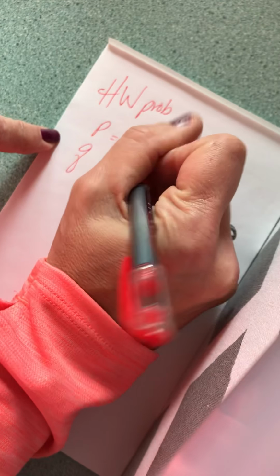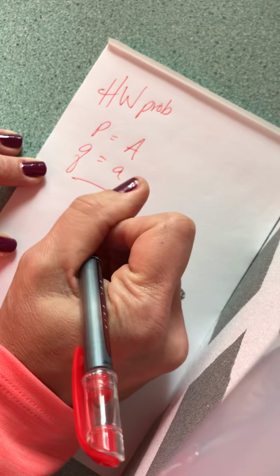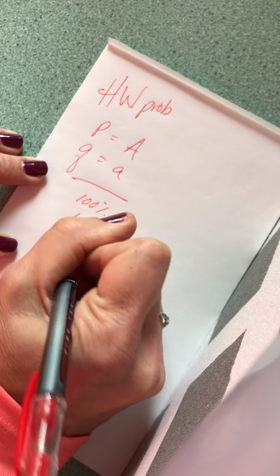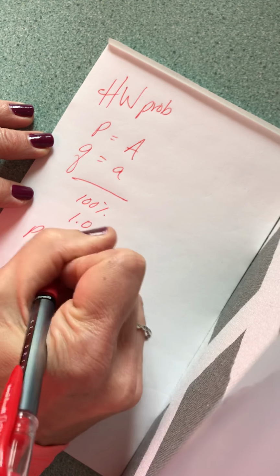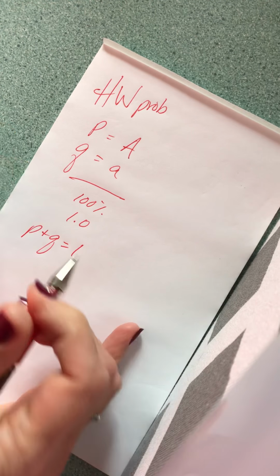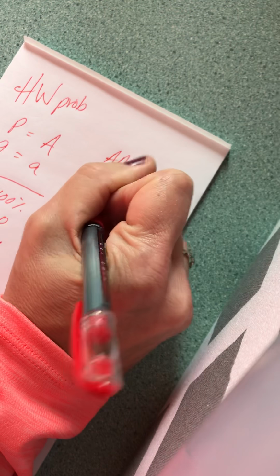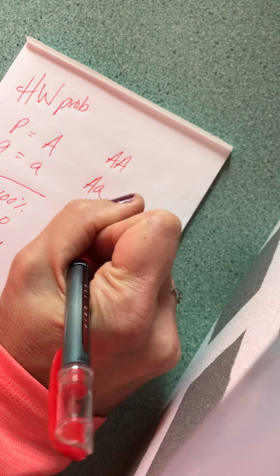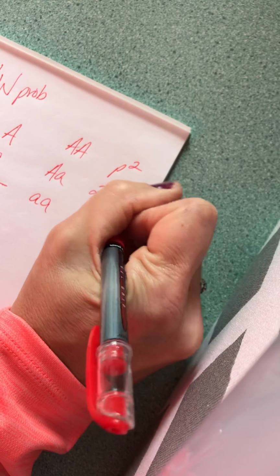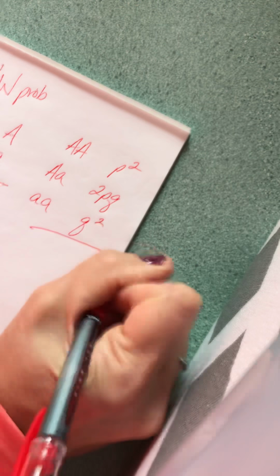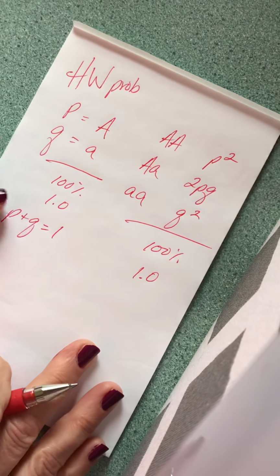So P refers to the frequency of the dominant allele, and Q refers to the frequency of the recessive allele, and together those should add up to 100%, which is 1.0 if you move it over two decimal places. So P plus Q equals 1. All right, in a population, your genotype could be big A, big A, homozygous dominant, big A, little a, or little a, little a. And this is P squared, this is 2PQ, and this is Q squared. And these should also add up to 100% or 1.0. So knowing that, we can solve any problem.